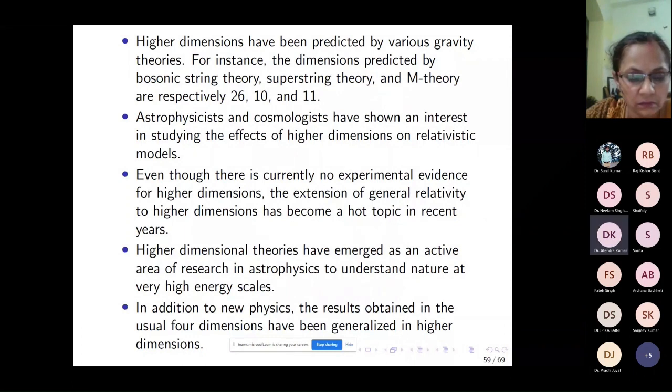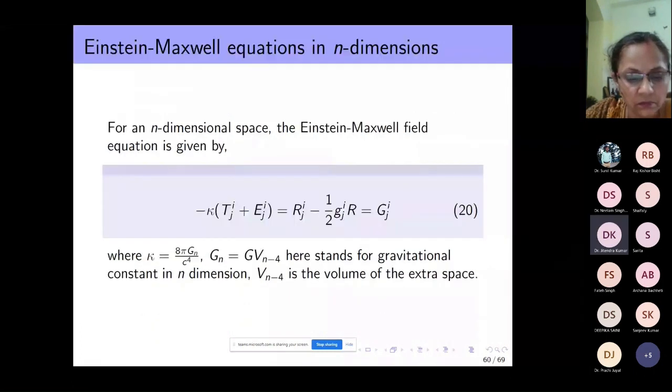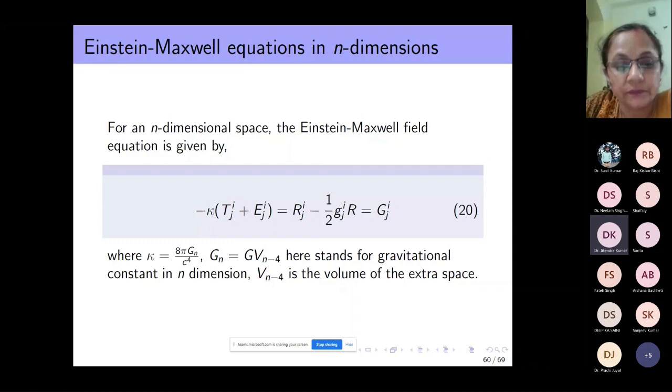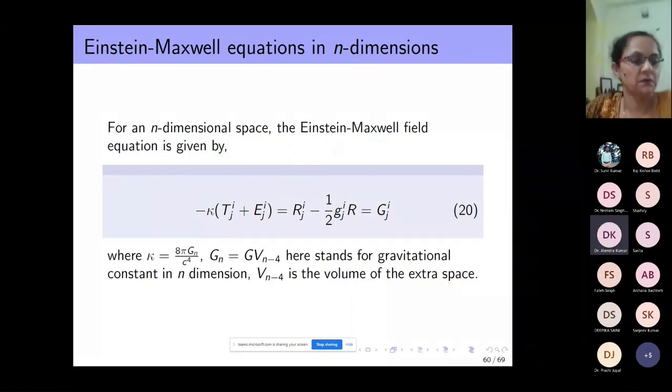So, in n dimensions, the Einstein field equations are given like this: kappa Tij plus Eij equal to Rij minus half Gij R, where kappa is 8 pi Gn by c^4. Here c is the velocity of light, and Gn is given by G into V(n-4), where Gn stands for the gravitational constant in n dimensions, and V(n-4) is the volume of the extra spaces.